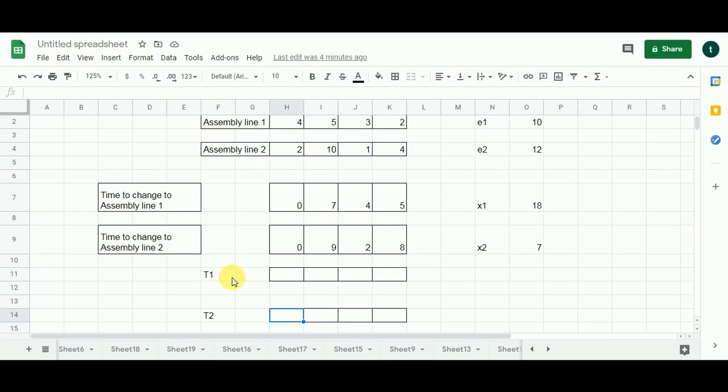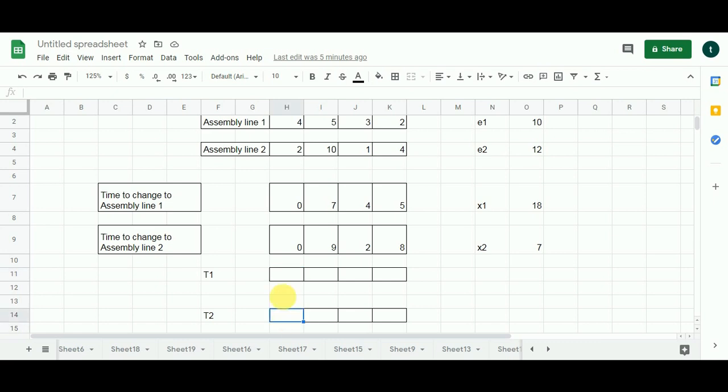We have two arrays, T1 and T2. We are going to fill these arrays. T1 will hold the minimum time taken at assembly line 1. T2 is going to hold the minimum time taken at assembly line 2. Out of these two arrays, whichever gives us the minimum time will give us our answer. We are solving this problem using dynamic programming, so we are going to begin from the lowest subproblem, which is this cell. We are going to start from here.